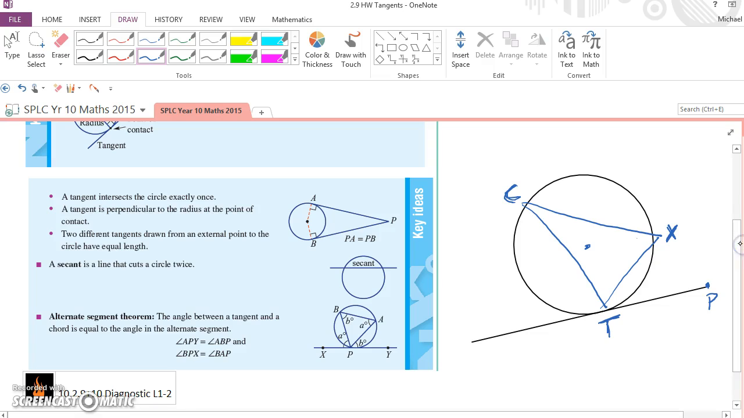Another word we're going to have to use coming up soon is a secant. A secant is just a line that cuts a circle twice. You can also have a secant later on that will cut a curve twice when we get up towards calculus.